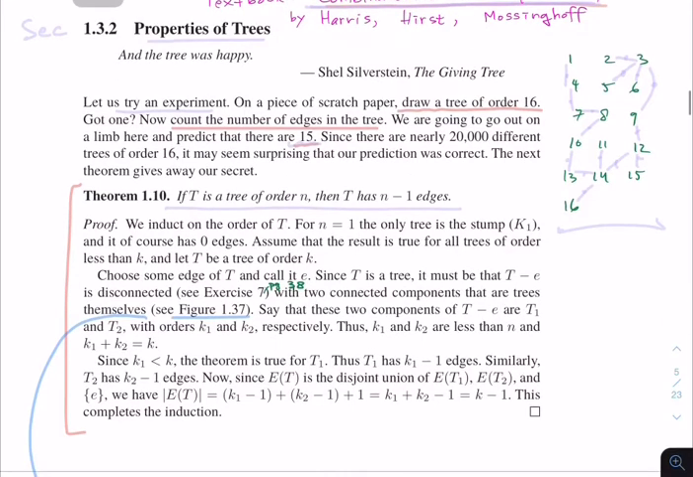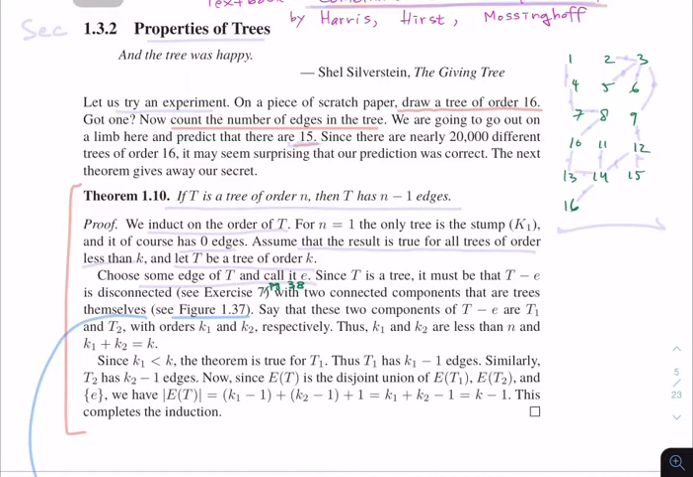Let's discuss the proof. We do induction on the order of T. When the tree has one vertex, the only tree is the one with 0 edges. So that's the base case. Now assume that the statement is true for all trees of order less than k, and let T be a tree of order k, and prove that the statement is also true for T. So now choose some edge of T and call it E.